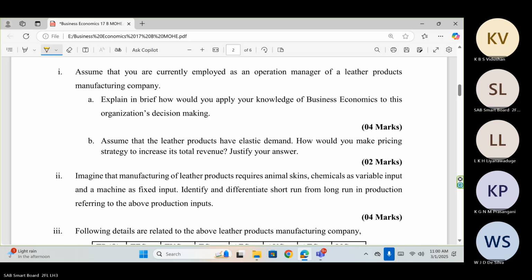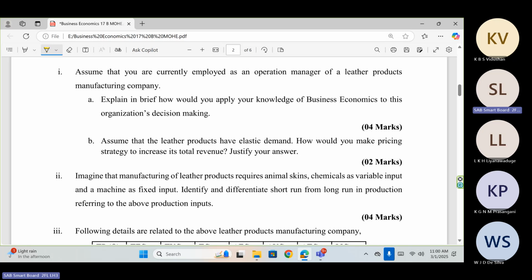Okay, so you are right. Assume you are employed as the operation manager of a leather brand, and this company has started with one machine. In the short run, production has increased by increasing variable input, but not the fixed input, the machine. So that time period is the short run.